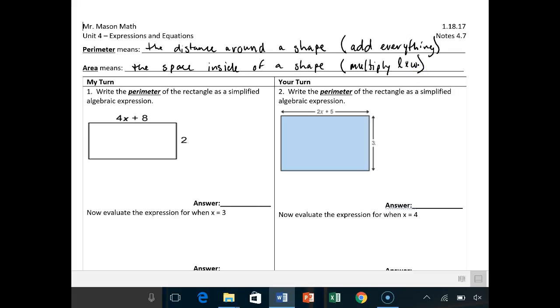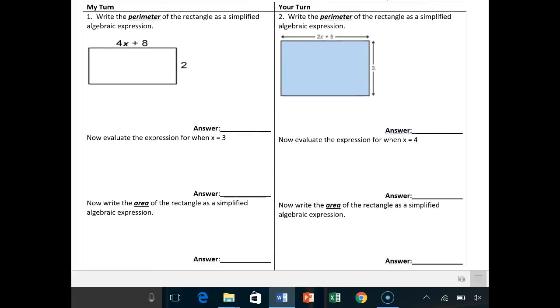All right? So I want to go over a couple of problems that we struggled with the other day on the homework, and also practice some simplifying expressions and evaluating them. So we have write the perimeter of the rectangle as a simplified algebraic expression. So if this is 4x plus 8 on top, this is also 4x plus 8 on bottom. And if this is 2 on the side, then this is also 2 on the side.